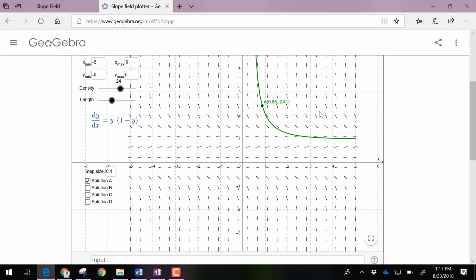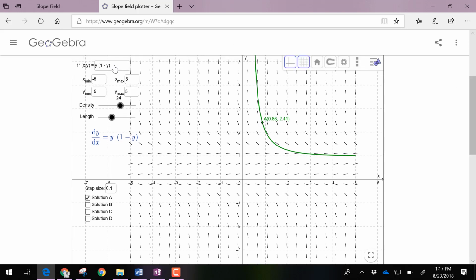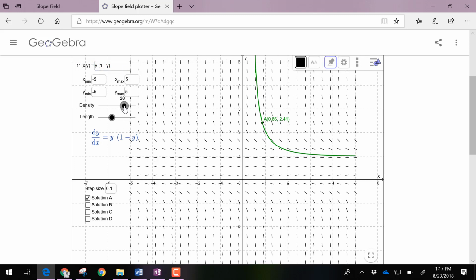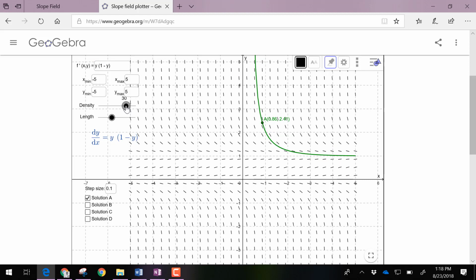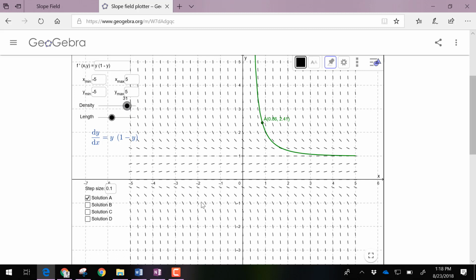So these are examples of equilibrium. My differential equation is y times 1 minus y. So that's an example of an autonomous differential equation, right? And if you solve y times 1 minus y equal to 0, you're going to get y is equal to 0 and y is equal to 1. And if you look at y is equal to 0 and y is equal to 1, you'll see that the slopes at those points are 0, right? 0 slope.